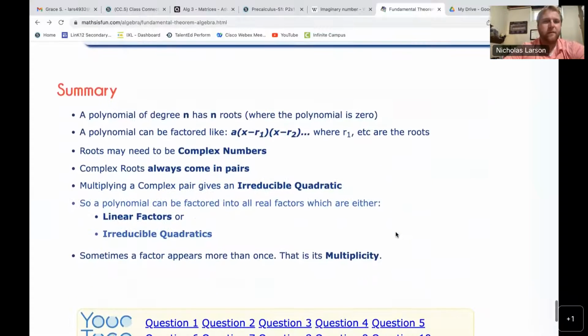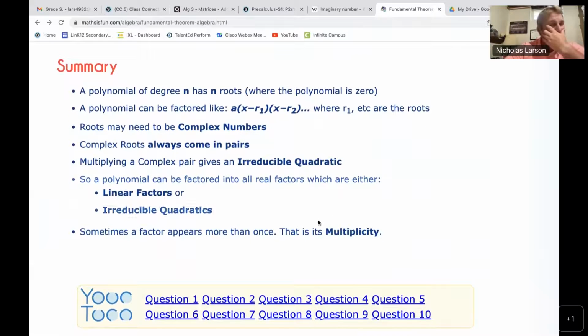So a polynomial of degree n has n roots where the polynomial is 0. Again, don't forget about multiplicity. Roots may need to be complex numbers. Complex roots always come in pairs. B squared minus 4ac can give us an irreducible quadratic. We can factor it into linear factors or irreducible quadratics. And sometimes a factor appears more than once. This is multiplicity.